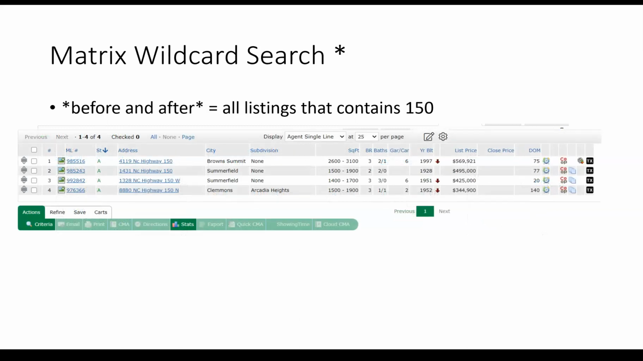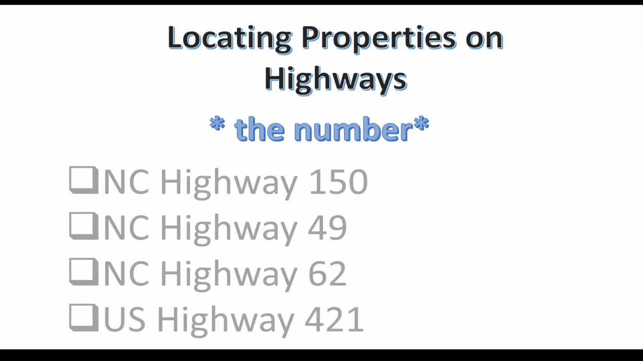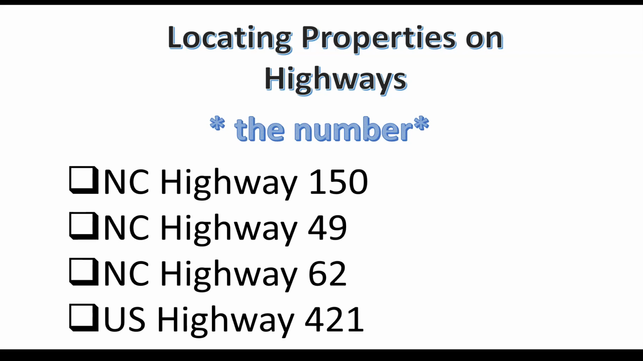And on this residential detailed search, I have found the 4 active residential listings located on Highway 150. Take a close look at the differences in the address line. Obviously, without using the wildcards, I would not have found all 4 of these properties. Asterisk, always a very wise choice, specifically when trying to locate listings on highways.